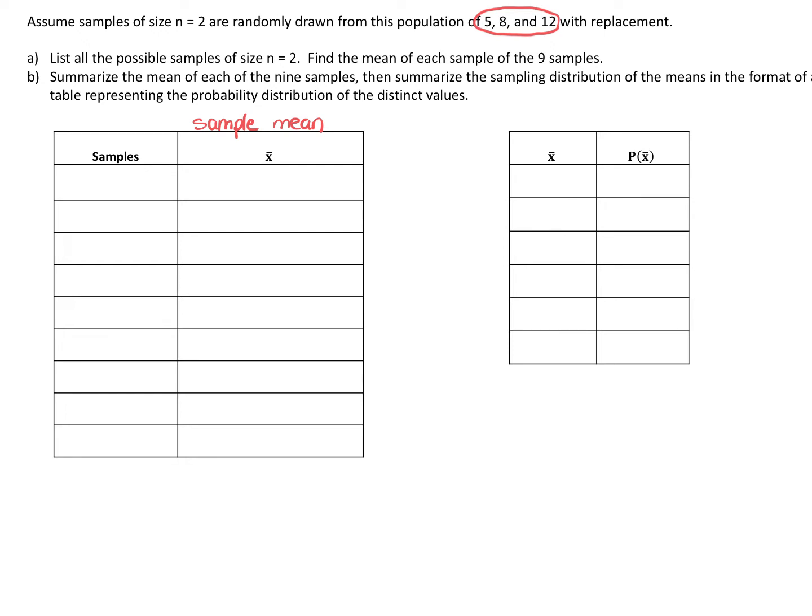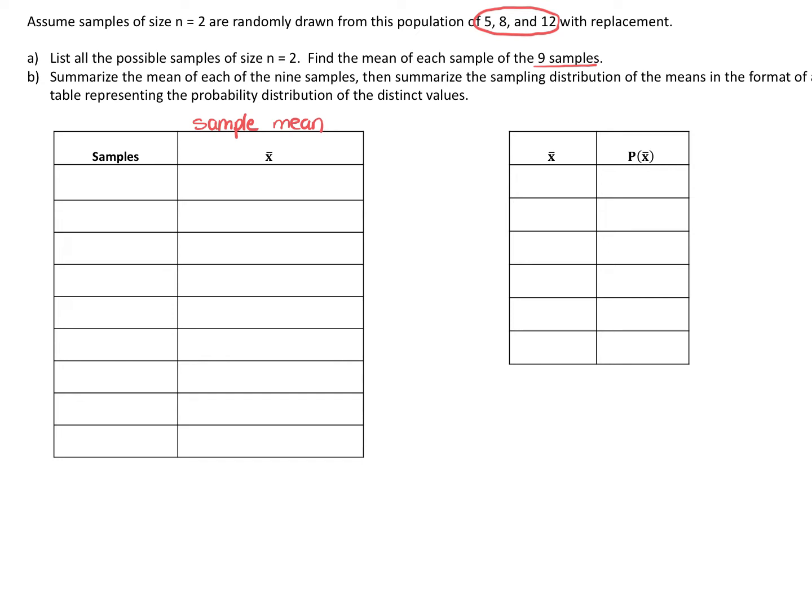And we want to choose two numbers at random from this population, with replacement. So the first thing that we're going to do in question A is list all the possible samples of size n equals 2, meaning what are all the different ways that I can pick two numbers from that bowl that contains the numbers 5, 8, and 12. And then after we do that, we're going to calculate the mean for each of our samples. And you can see here that I've already stated that there are going to be 9 samples.